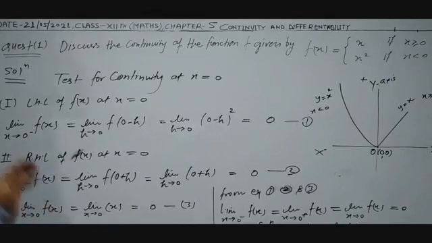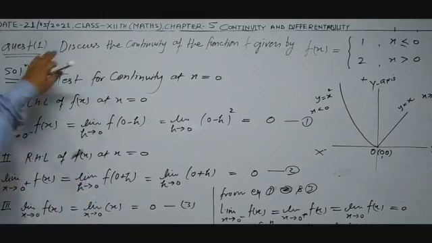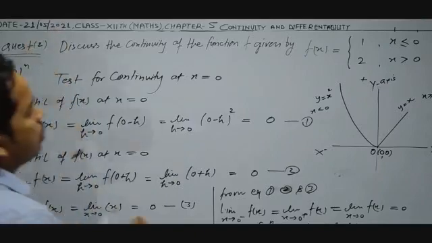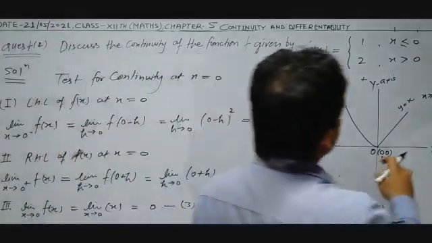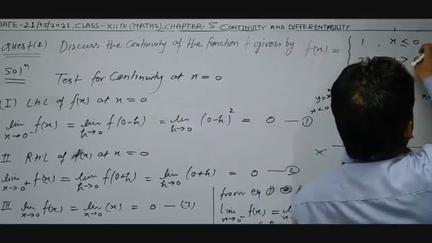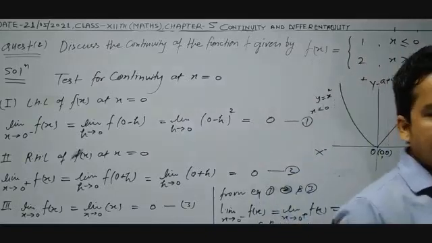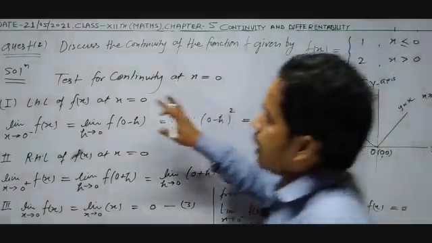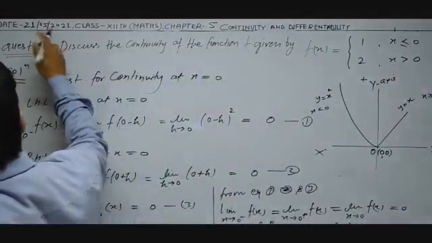Now come to question number 2. Question number 2 is: discuss the continuity of the function. The function is given: f(x) is equal to 1 for x less than or equal to 0, and 2 for x greater than 0. So this is question number 2 and I have to check the continuity.